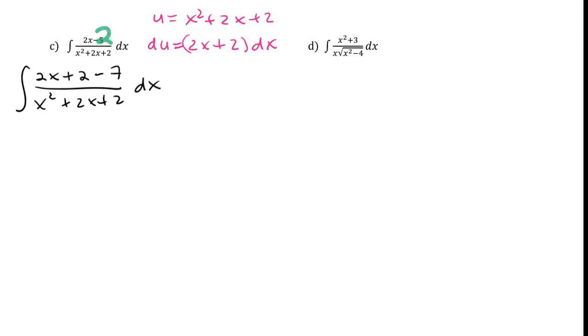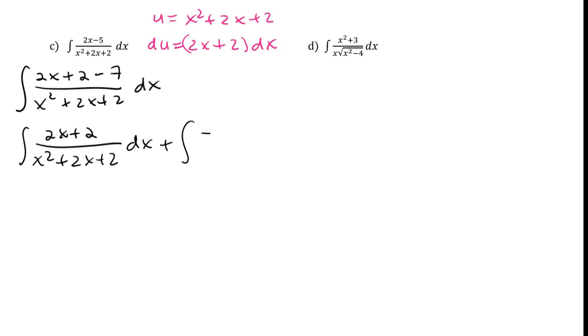Now, I want this 2x plus 2 to be on top of this. So remember, we wanted this to be a 2x plus 2. So what I'm going to do is split out this integral. So it's 2x plus 2 over x squared plus 2x plus 2. Then I'm going to take away 7. I'll write it like this for now, and then I'll fix it in the next part.